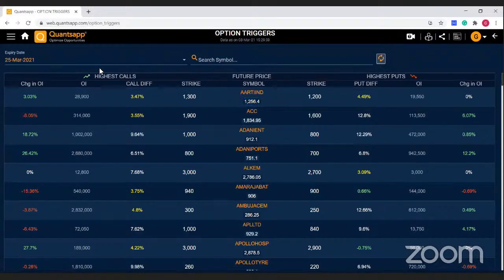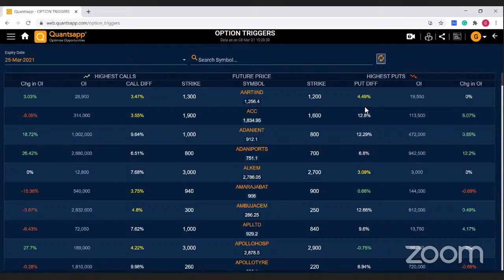Now, on the left side, you can see the highest call, and on the right side, you can see the highest put. What we have tried doing in the triggers is looking for a stock which is very near to its highest call and highest put. Highest call is the level where the most option writers are standing. If I take the calls, that means the most call writers are standing, and the highest put means the most put writers are standing.